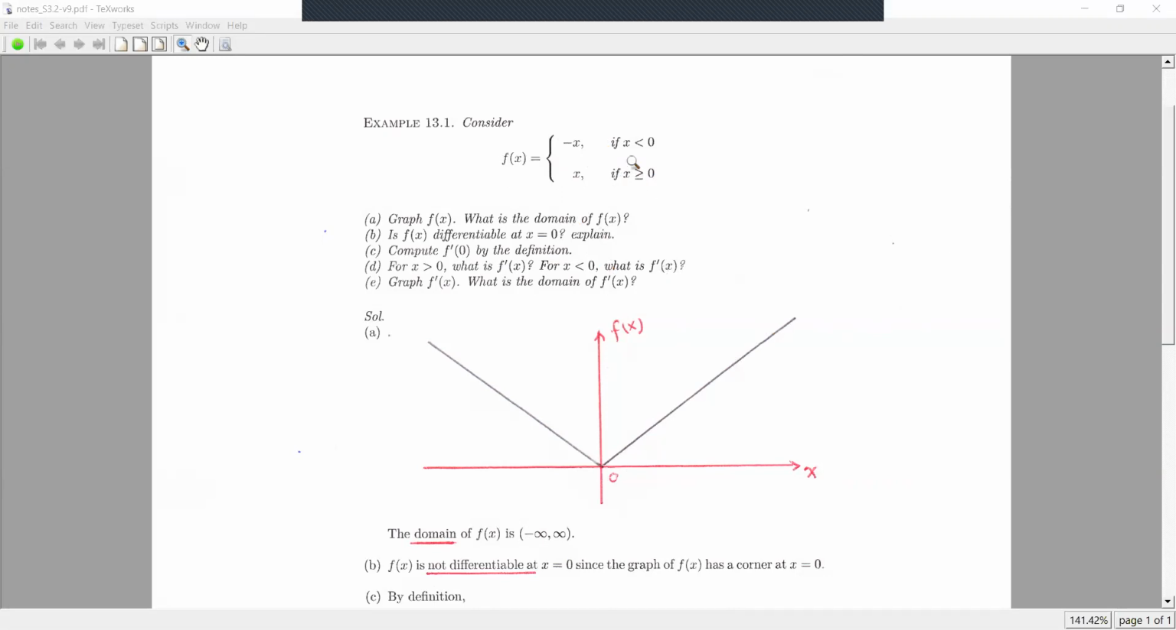For example, when x is +3, the function value is 3. When x is 0, the function value is 0. When x is -7, the function value is the negative of -7, that is +7. So the function is computable at any number. Therefore, the domain of the function is all the numbers.